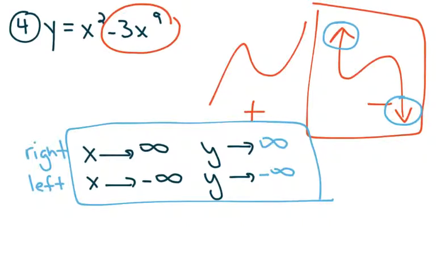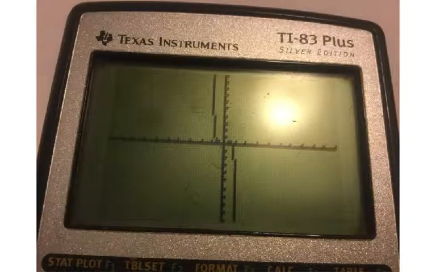Now, I knew what this graph was going to look like without graphing it. Am I telling you not to graph it? No. You, by all means, can go plug this into the calculator and see what the graph is going to look like. And this is the graph you get. And so clearly the left side of the graph is going up and the right side is going down.